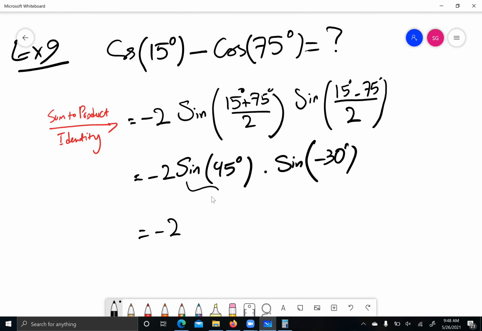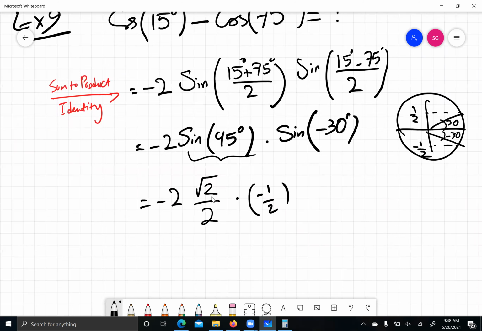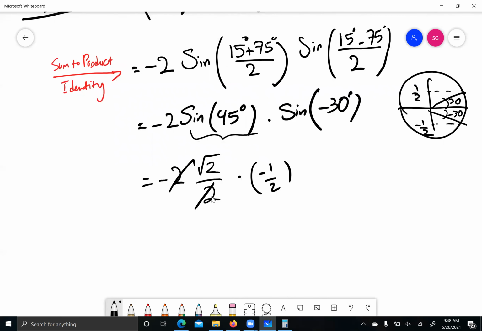Sine of 45 degrees is square root of 2 over 2. Sine of negative 30, look, this is 30 and sine is half. But negative 30 degrees is right here, so the sign is negative half. So this is going to be negative half. Okay, now you can simplify negative times negative. So it's going to be square root of 2 over 2.